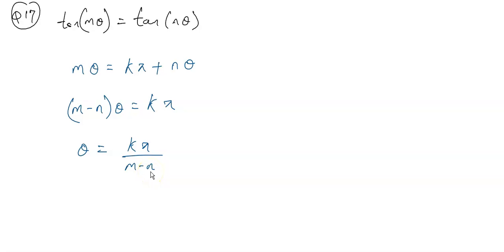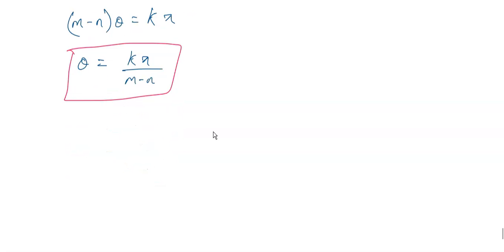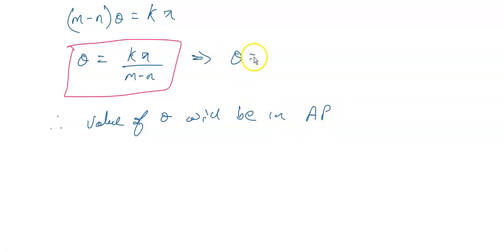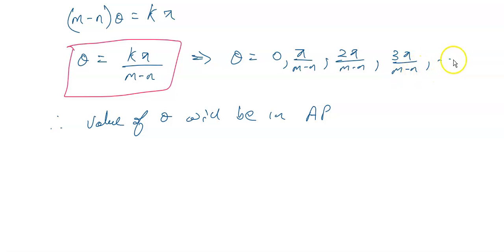Now the question is saying that the general value of theta will be in, so this is the general value of theta we wrote here, and this theta value will be in AP because corresponding to k equal to 0, 1, 2, 3, whatever values we get, those will be in AP. That is 0, then pi upon (m minus n), 2 pi upon (m minus n). So we can say that therefore the value of theta will be in AP. You can see from here theta is equals to 0. I will write only with positive k, we can write with negative k also going backwards, that would be the same: pi upon (m minus n), then 2 pi upon (m minus n), then 3 pi upon (m minus n), and so on.